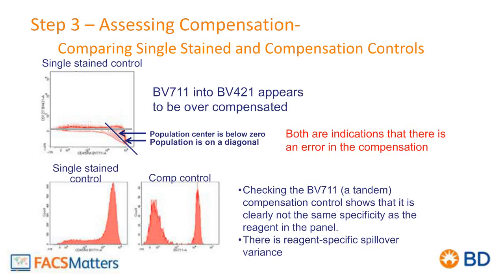So what this suggests is that this reagent that we're seeing here in the single stain control probably has some variation in the spillover, especially classically a tandem into its base. If you remember, we talked about last time, lot-to-lot specific differences are typically from the tandem into the base. So BV700 is the tandem, BV421 is the base. So a strong suggestion here is that you're going to need to use a lot-specific control.